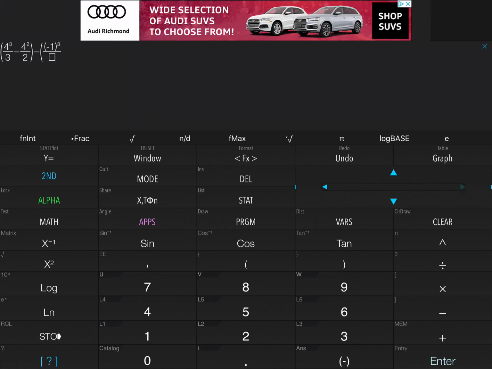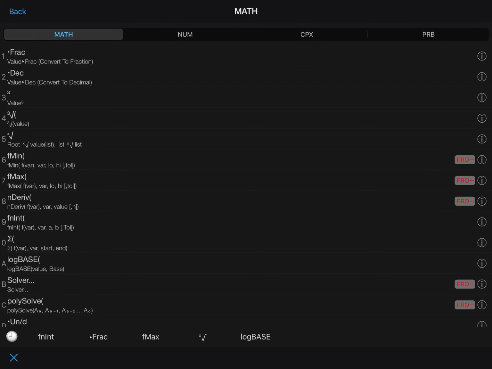Negative 1 cubed divided by 3. I put that 3 on the denominator. And then minus another fraction. This time negative 1 squared divided by 2. All right, if I hit enter, I get the answer is 14.16666, okay?